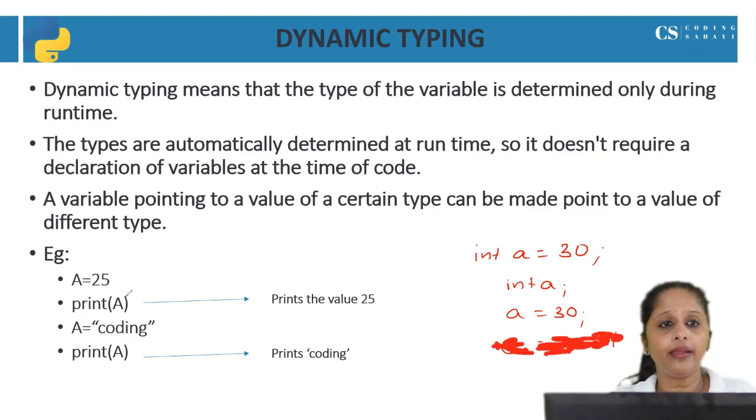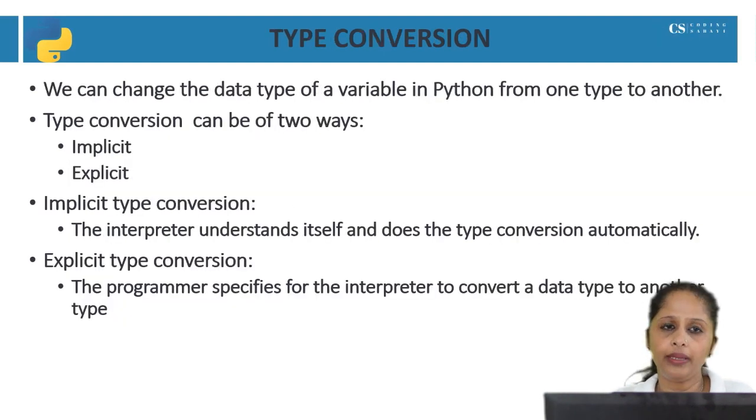So that is possible in Python. In Python we follow dynamic typing. So it doesn't require a declaration of variables at the time of writing the source code. It will be identified at the time of running. So that is dynamic typing, and Python is a dynamic typed programming language.